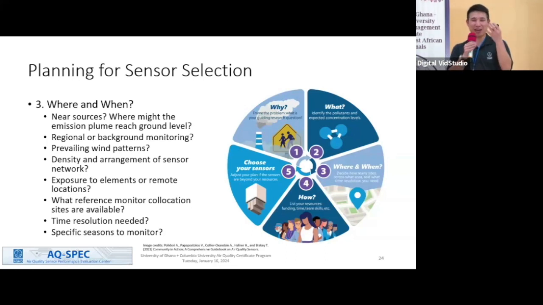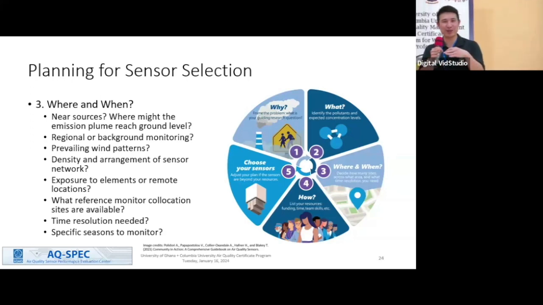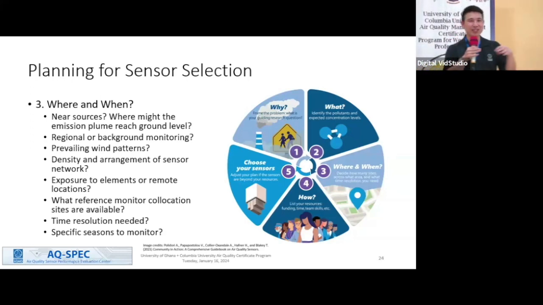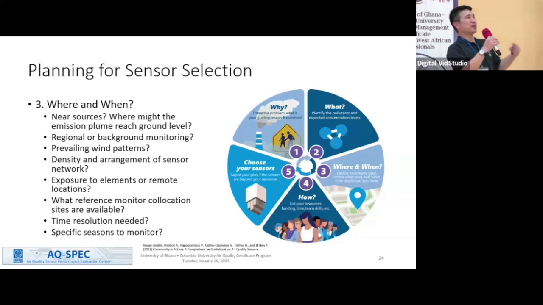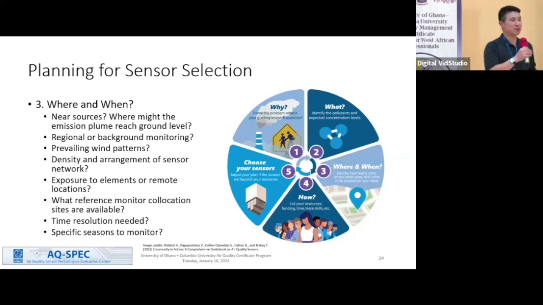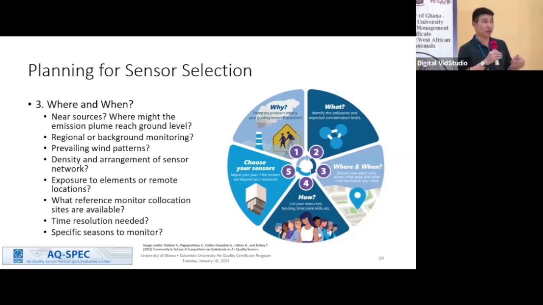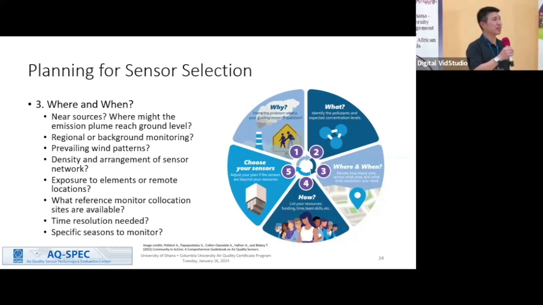So let's say you have a factory that you want to say is the source of something. It's great to monitor downwind, right, and show that there's high levels, but you've also got to put some sensors upwind or at a regional or background source so you can show the difference. Like here's how much it is when it's clean, and then down here it's a lot worse. Think about prevailing wind patterns so you can know about where to site these different sensors, and the density and arrangement of the sensor network to be able to prove your point of the project goals.